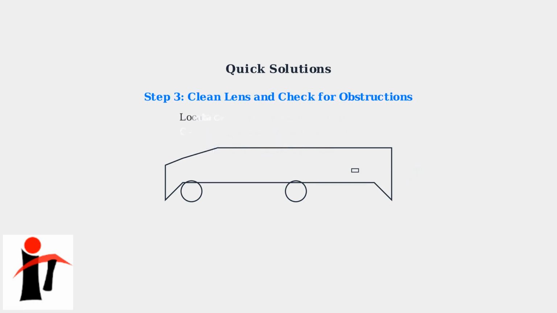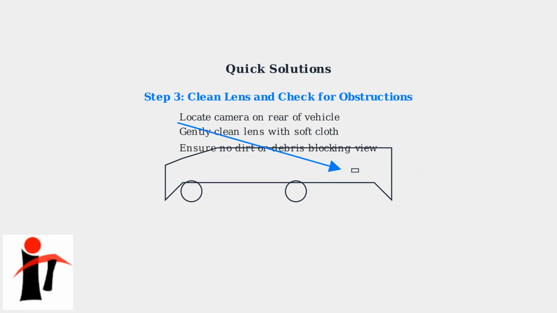For older models, or if software fixes don't work, clean the camera lens. Locate the backup camera on the rear of your vehicle and gently clean the lens with a soft, dry cloth. Make sure there's no dirt, mud, or debris blocking the camera's view, as this can cause the black screen issue.